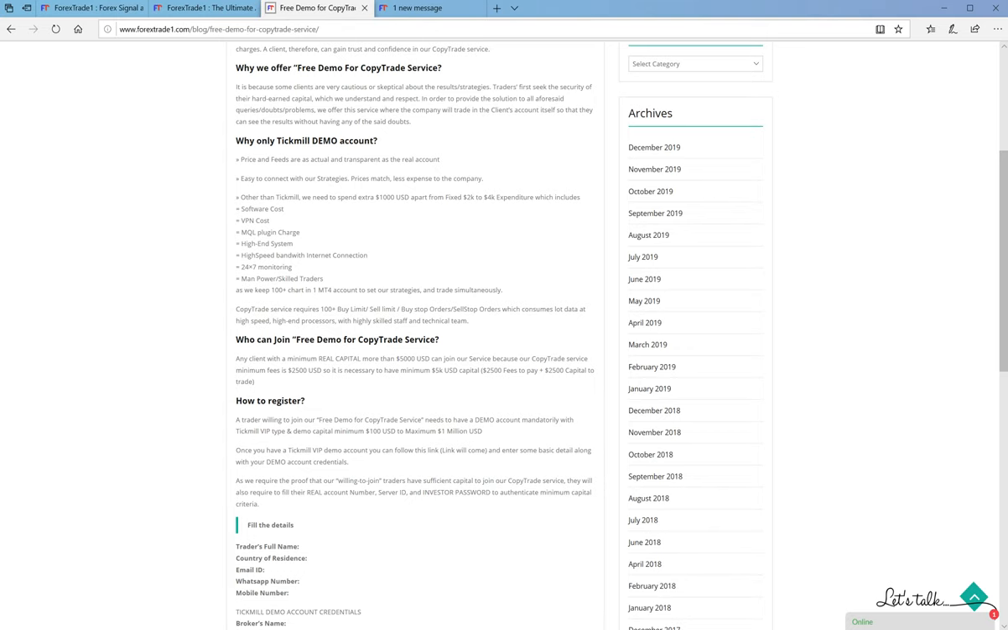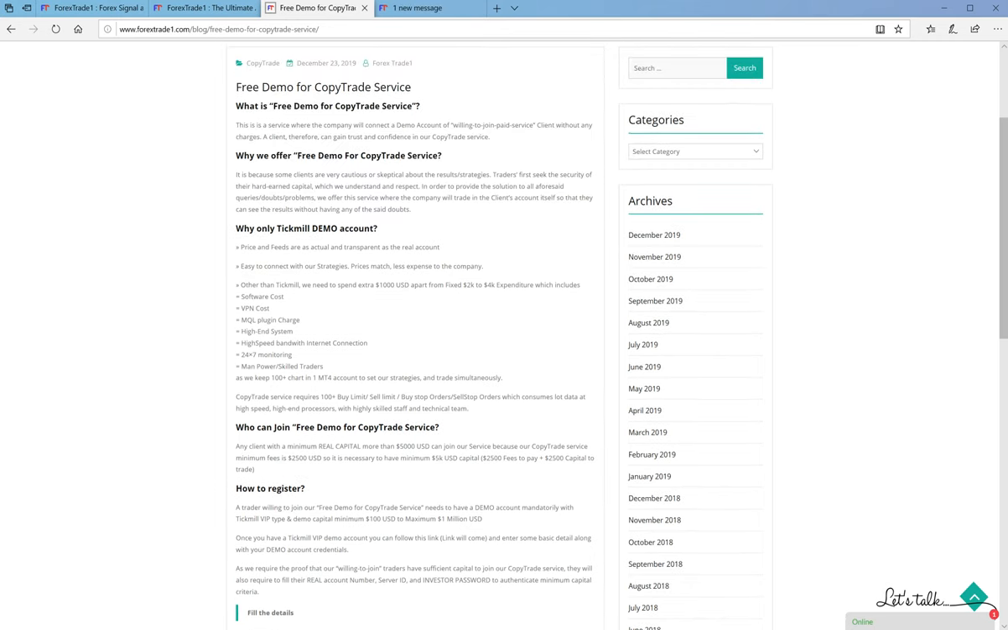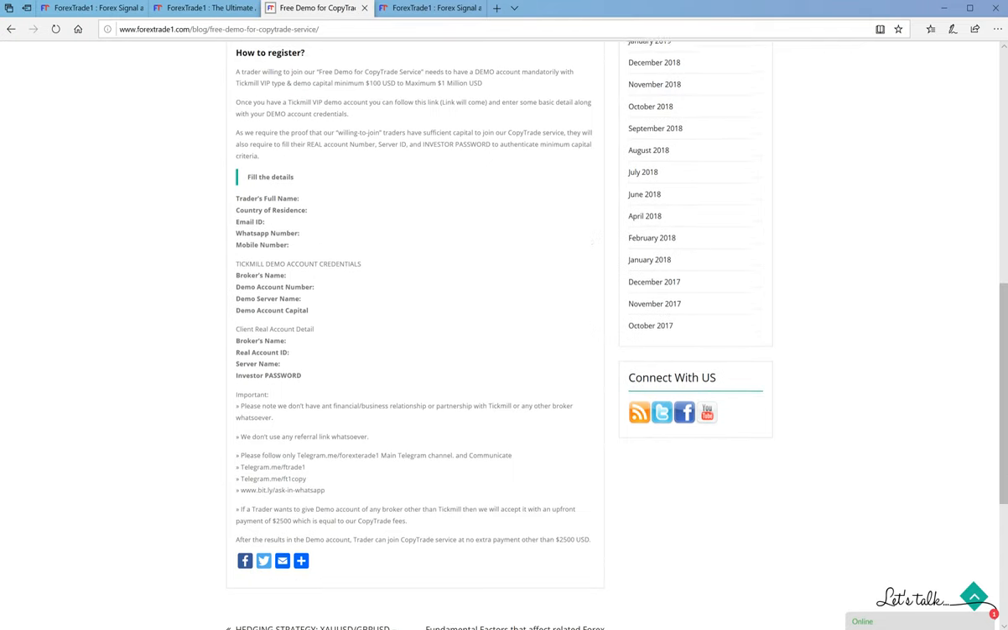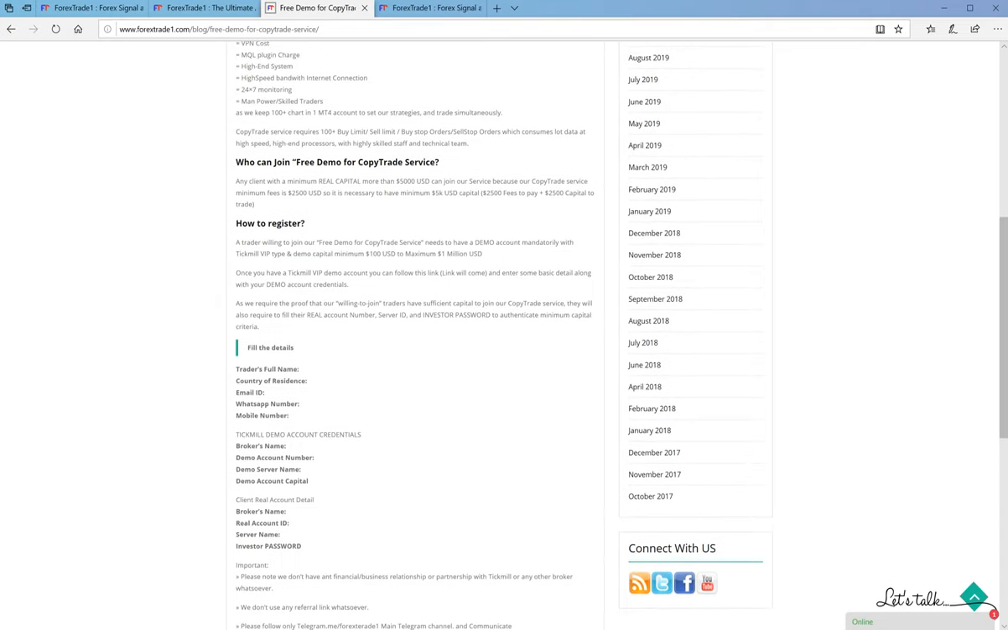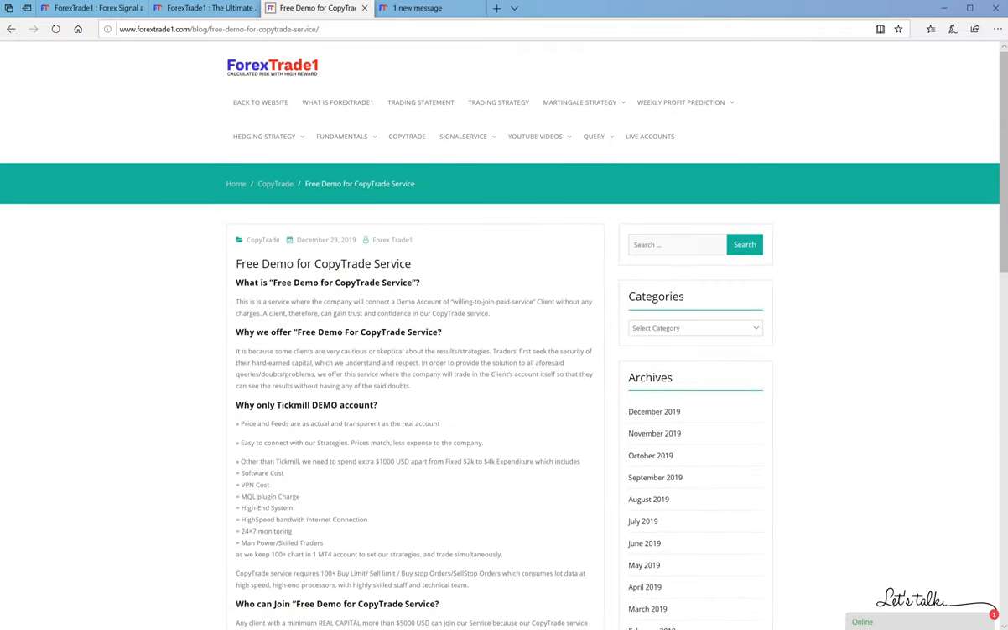You can also read our blog on the free demo for CopyTrade service, which we have prepared specially for clients to understand the advantage, why we take only Tickmill accounts, why you should join, and how to register. This blog will give you the complete idea about our strategy and services. So at the time of paying 2500, the client will have no confusion, doubts, or worries about whether the service is worth paying 2500 or not. This is the idea behind the demo for CopyTrade service.